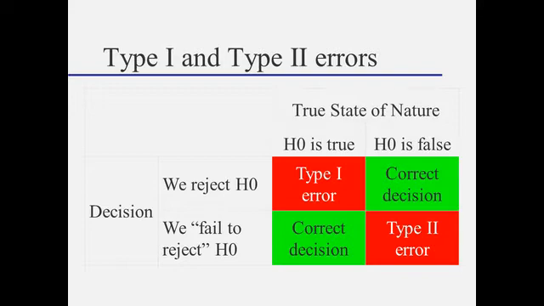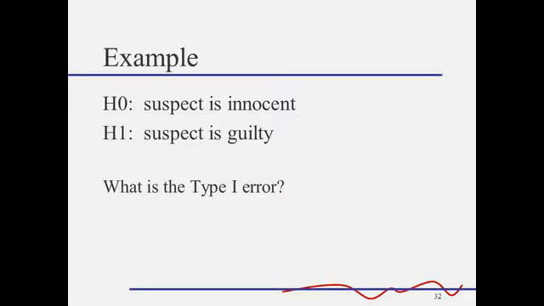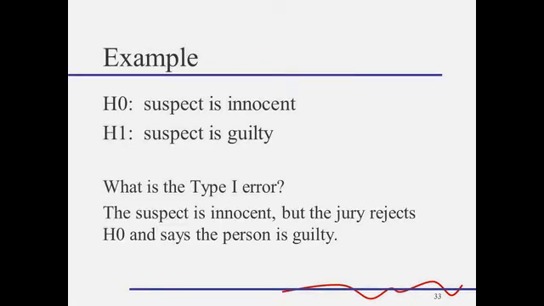So let's look at these errors in light of a jury trial. In the British and American system, the null hypothesis is that the suspect is innocent. And the opposite of that, our alternative hypothesis, is that the suspect is guilty. What would the type 1 error be in this context? Remember, the type 1 error happens when the null hypothesis is true and we reject it. So in this case, the type 1 error would be that the person is really innocent and the jury says that they're guilty, and so an innocent person would go to jail.